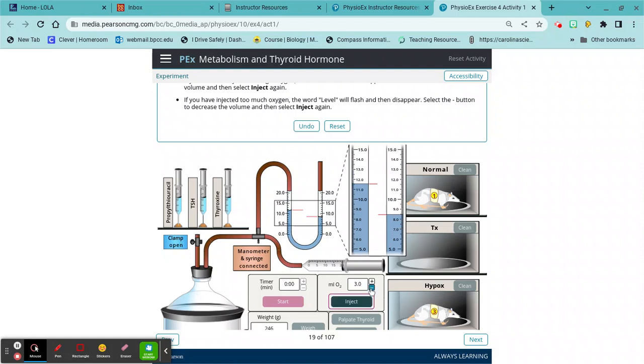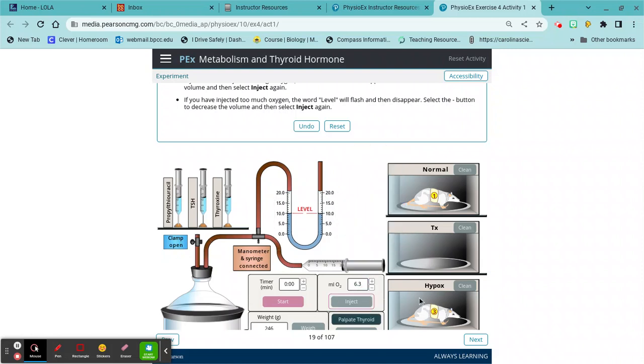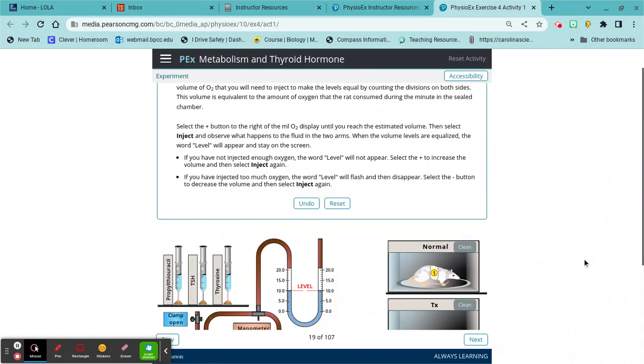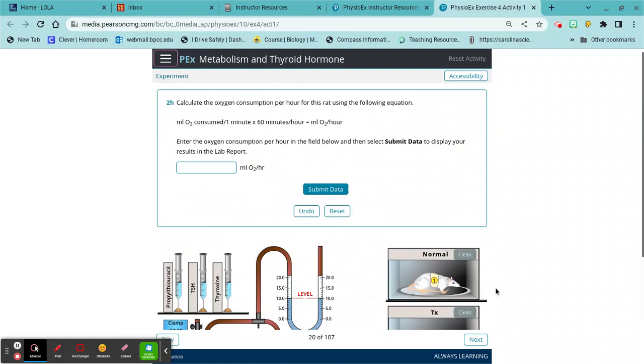Okay, so I'm going to say let's do another 2. Okay, let's keep this party rolling. Let's do that. Oh, we're so close. Ta-da! Okay, and then we are going to push next.